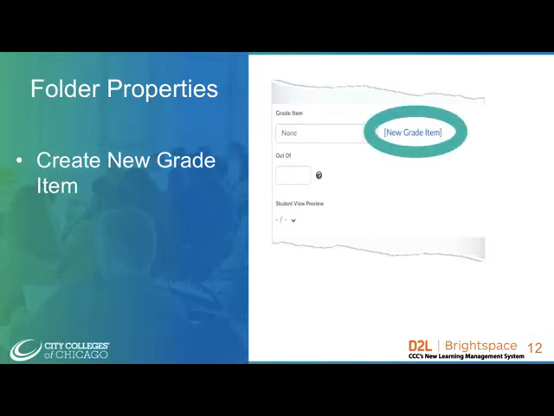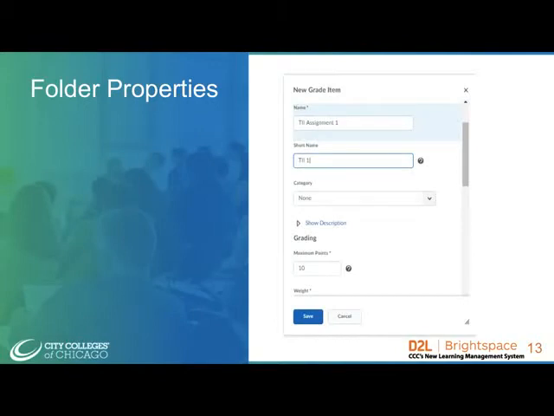I want this assignment to be tied to the gradebook, so I'll click on the new grade item link. When I click on this link, a pop-up window will allow me to create all the settings and properties for the grade item. In the new grade item window, there are several areas to complete. Before we look at the headings, please notice that there is a scroll bar here, so you don't want to forget to scroll down.